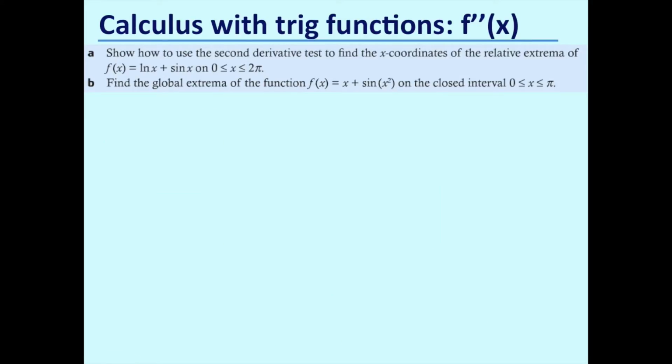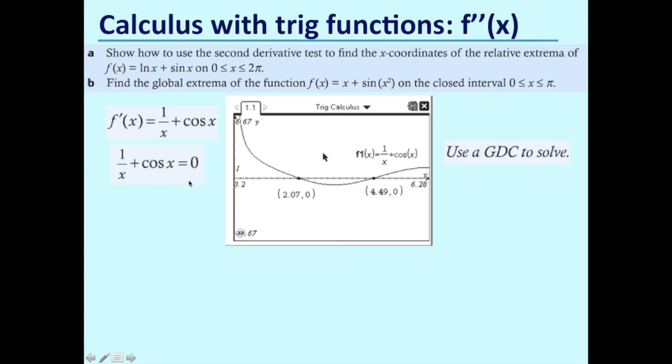In part A for this question, we're asked to use the second derivative test to find the x-coordinates of the relative extrema. So in order to do this, we've got our first derivative, f dash x, equal to 1 over x plus cos x, and then we can set that equal to 0 in order to find the x-coordinates of the relative extrema. So the easiest way to solve this is graphically. So if we plug it into the graphical calculator, we can see that there will be two solutions. So we'll have a value of x equals 2.07 and 4.49.